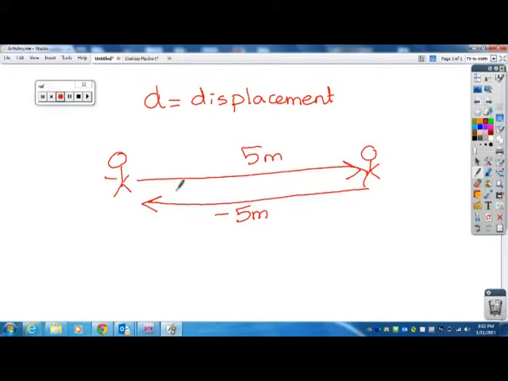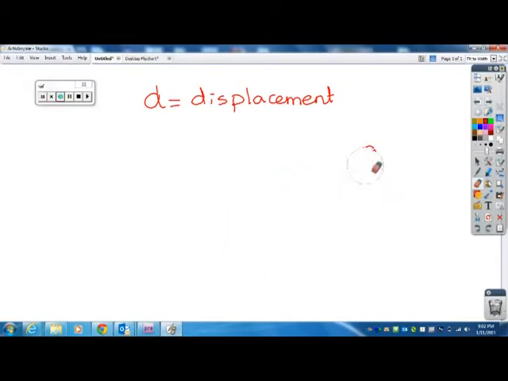In this particular case, your distance is 10 meters because you've gone 5 meters to the right and 5 meters to the left. Distance doesn't care about the direction. But your displacement, if you've come back right here, you're back to where you started off, your displacement is exactly 0 meters because you have ended up exactly where you started off. So keep in mind, distance and displacement differ from each other because displacement takes into account what your direction is. Distance does not care about the direction.